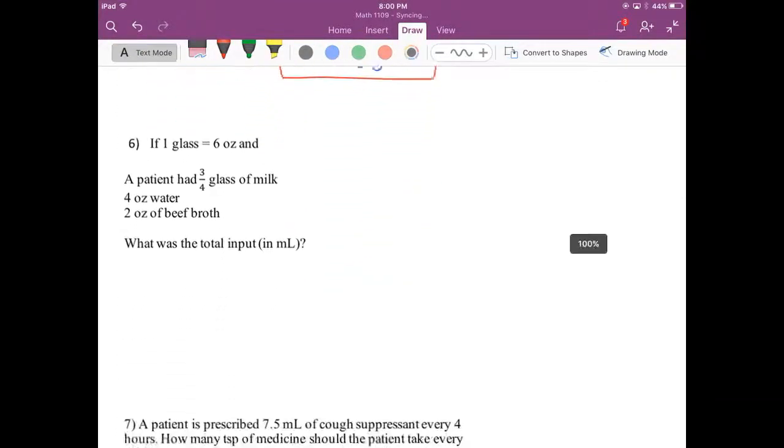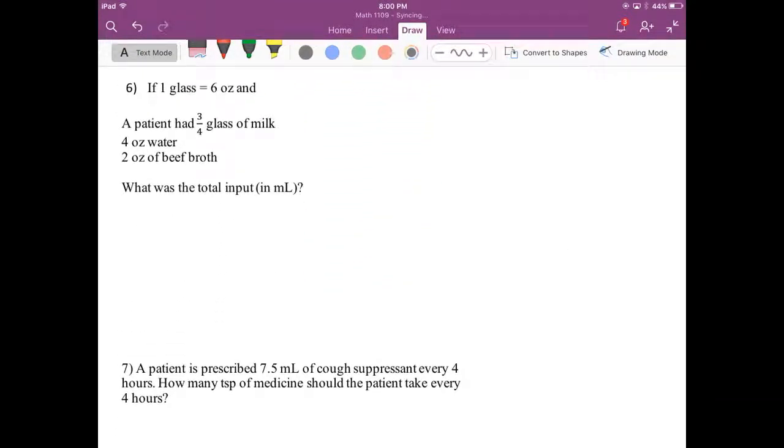Okay, let's look at number 6 here. If 1 glass equals 6 ounces and a patient had 3/4 of a glass of milk, 4 ounces of water, 2 ounces of beef broth, what was the total input in milliliters? So again, total input is telling me that I need to add, but at this time, I don't have all the same units. So I'm going to put this 3/4 glasses of milk into ounces first so that I can add the ounces all together.